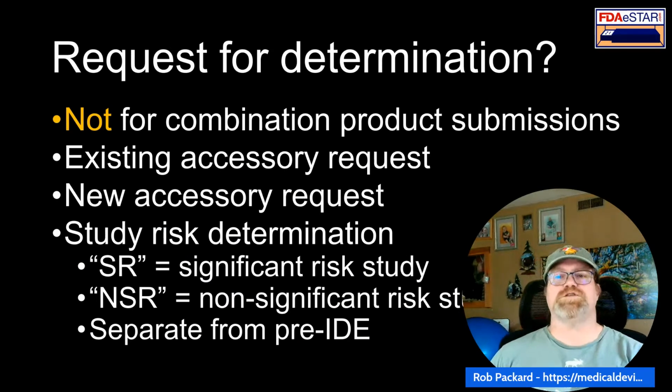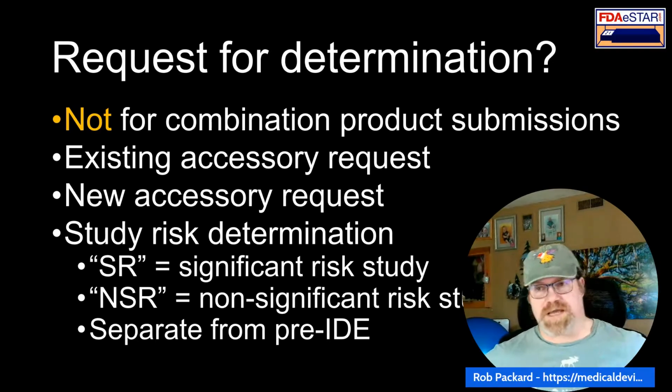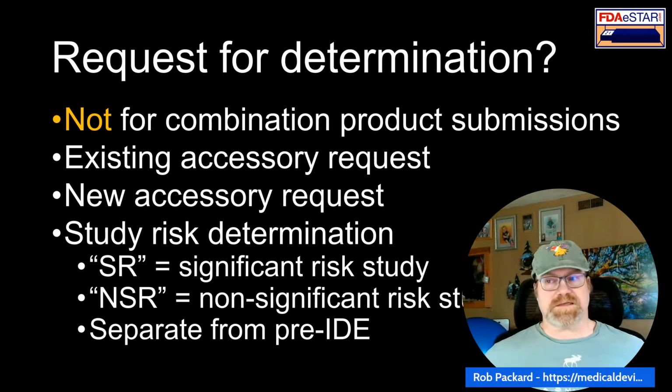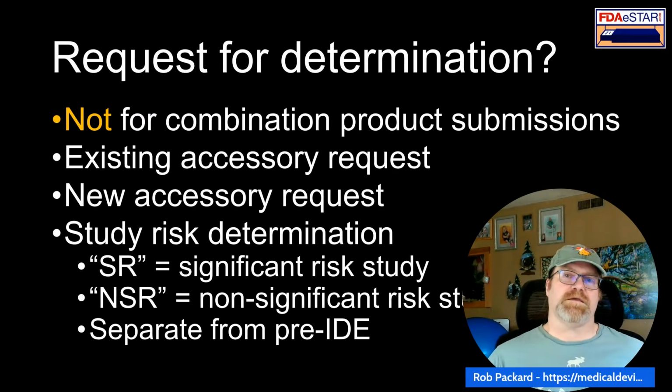The next one is requests for determination. It's a whole section. So there are 3 different types: an existing accessory request, a new accessory request, and a study risk determination. The request for determination is not for combination product submissions. There is something by the same term, so it confuses everybody. Request for determination: is this going to be the jurisdiction of drug or jurisdiction of device or biologics?